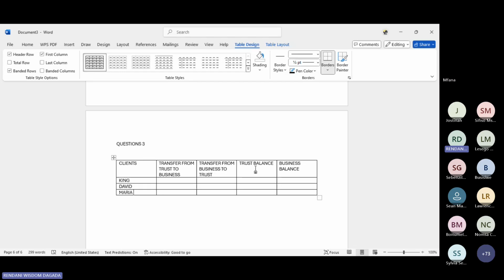Now, if the bracket is in the trust balance, it means that money is not supposed to be in the trust. It means there is a shortfall in the trust. It means there is missing money in the trust. So a bracket under the trust balance means there is missing money. Those are the 4 principles.